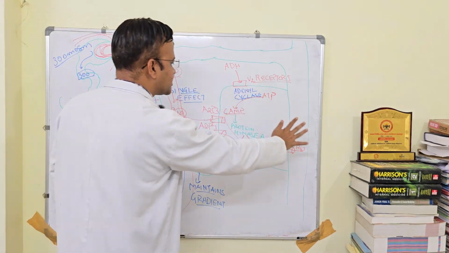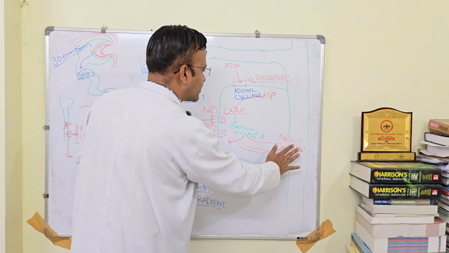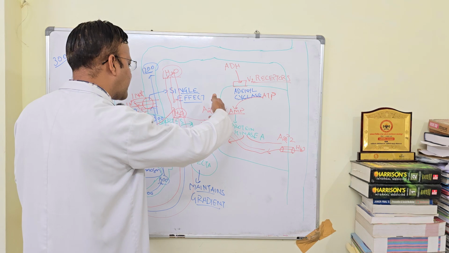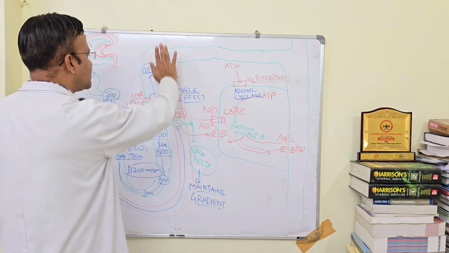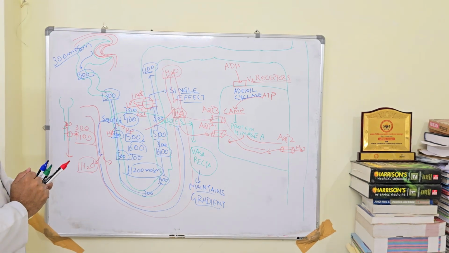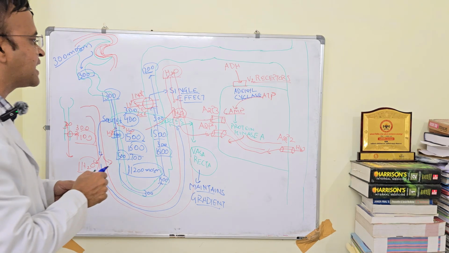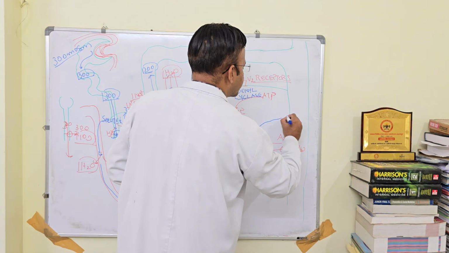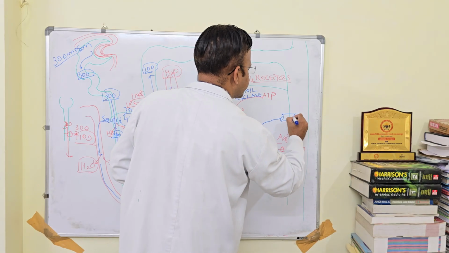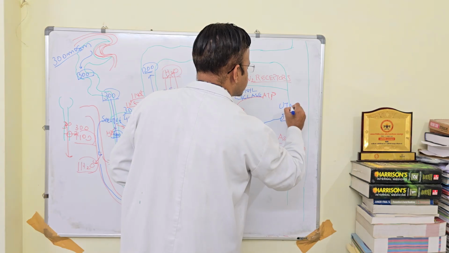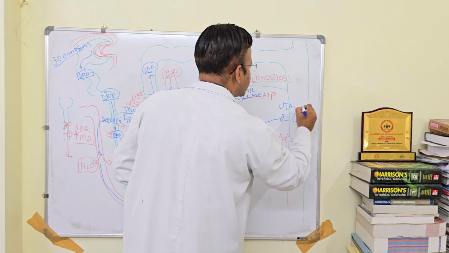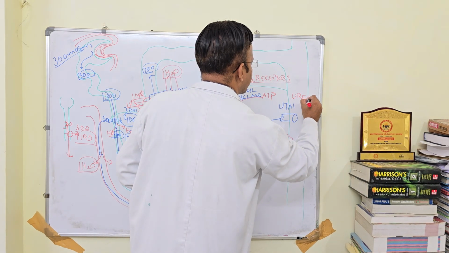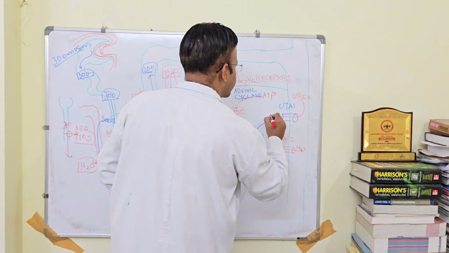When ADH acts, it is going to recruit aquaporin 2, the water will be reabsorbed, and it will further extravasate out of this cell with the help of aquaporin 3 and aquaporin 4, and ultimately go out through vasa recta. What else can protein kinase do? Protein kinase can recruit your urea transporters, UTA1. It is going to reabsorb what? Urea. Urea will be reabsorbed with the help of UTA1.